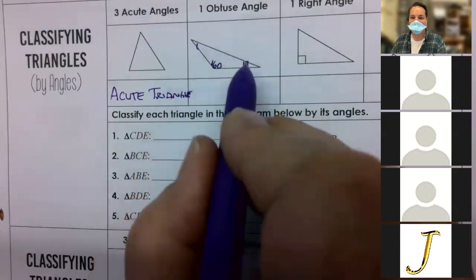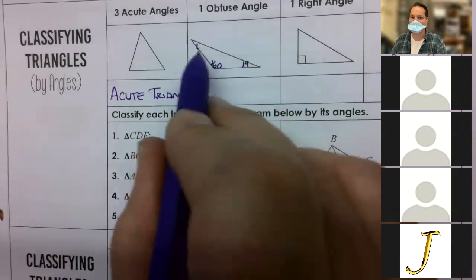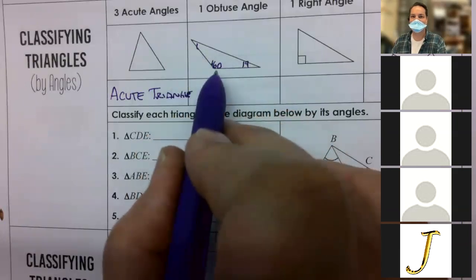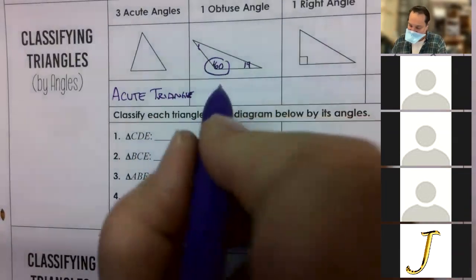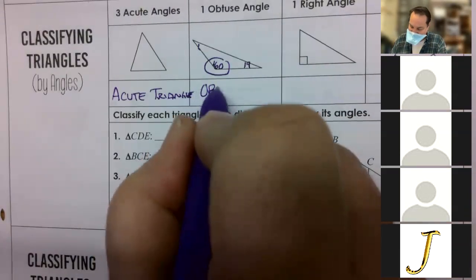And if I'm going to classify this triangle intuitively, you might say, well, there's 2 acute angles and only 1 obtuse. But all we care about is the biggest angle. If the biggest angle is obtuse, this becomes an obtuse triangle.